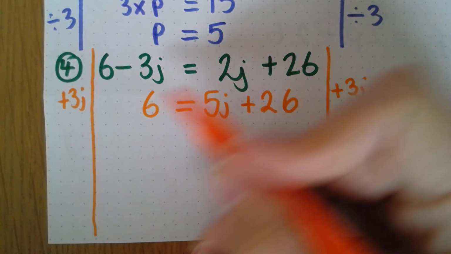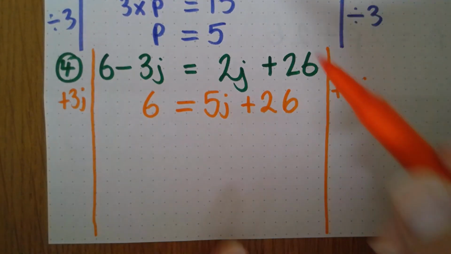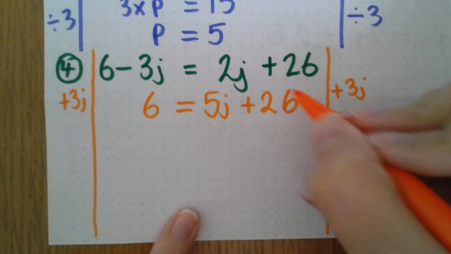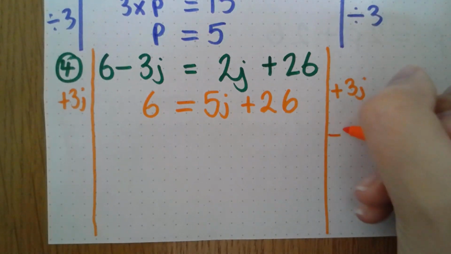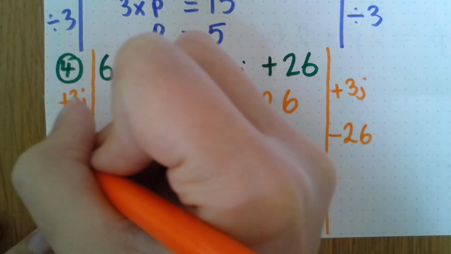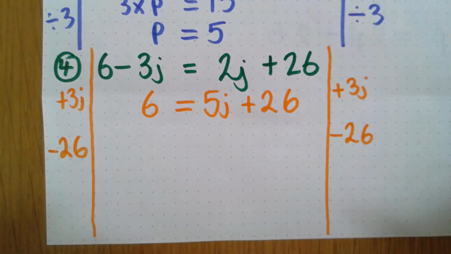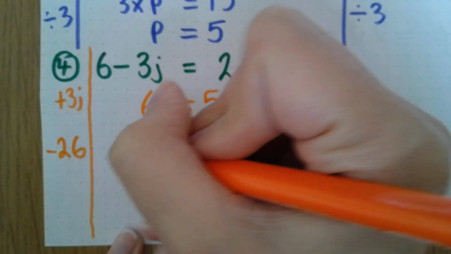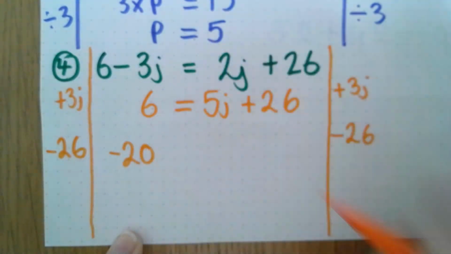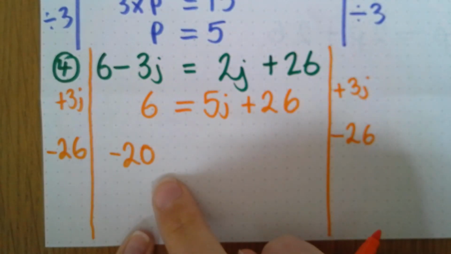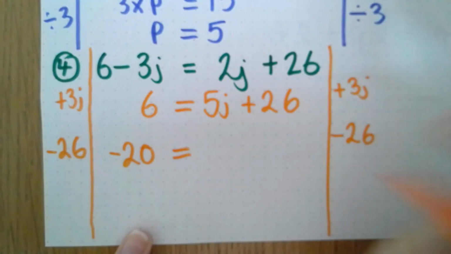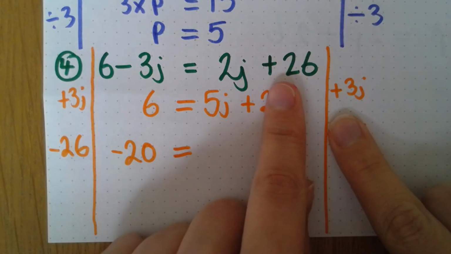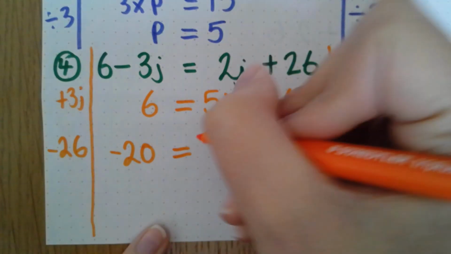Okay, so we've got something that looks like last lesson again. So we've got this plus 26, so we're going to get rid of that first. So we're going to take away 26 from both sides, because that's the opposite. So 6 take 26 is negative 20. Okay, 6 take away 26 is negative 20. And then 5j, add 26, take 26, they cancel each other out, so you're just left with 5j.